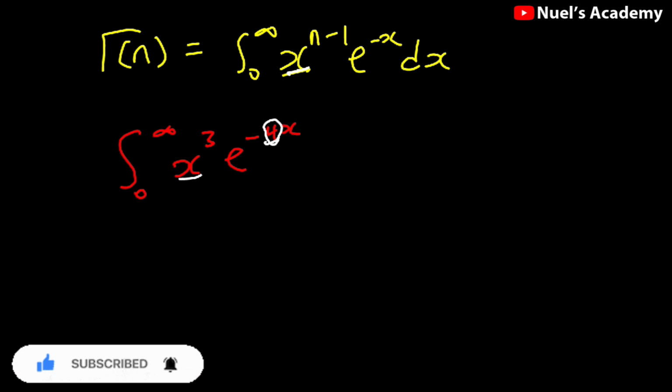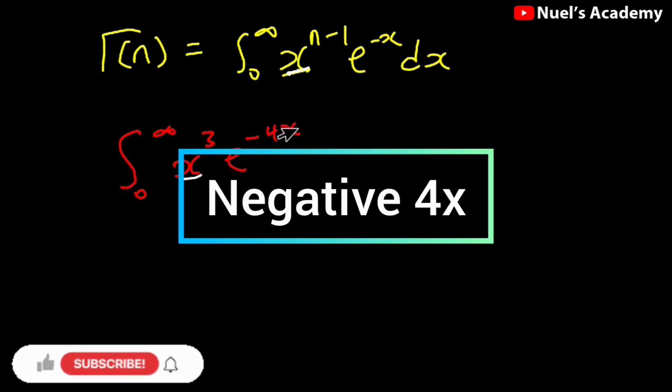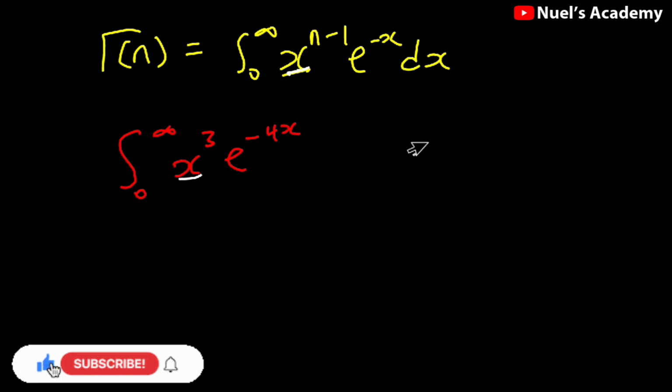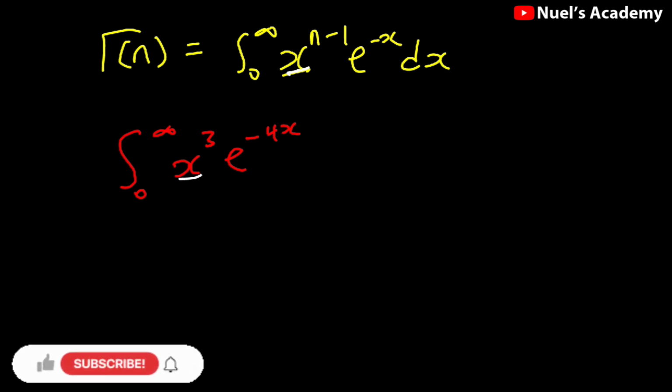So we are going to make this e to the power of -4x a single term of e to the power of -x. It must be a single term of -x for us to be able to equate the powers of x to find the value of n. So how do we do that? Let's not forget the x, please.